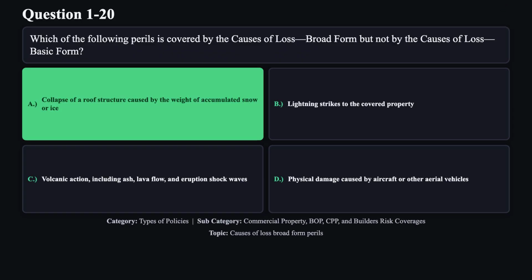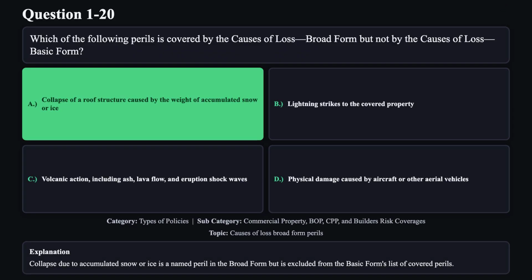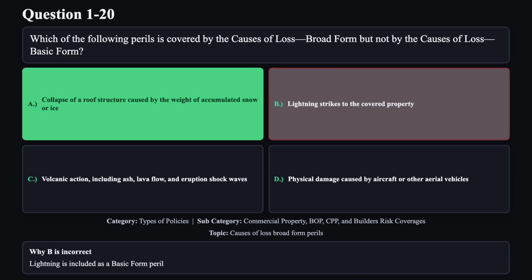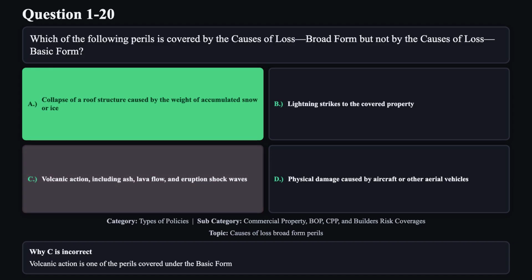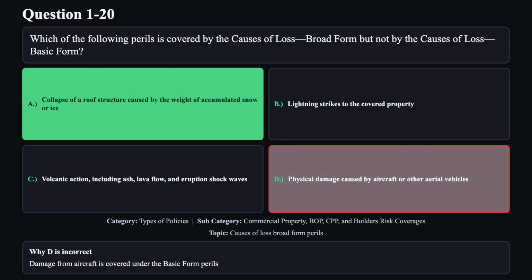The correct answer is A. Collapse due to accumulated snow or ice is a named peril in the broad form but is excluded from the basic form's list of covered perils. Reason B is not correct. Lightning is included as a basic form peril. Reason C is not correct. Volcanic action is one of the perils covered under the basic form. Reason D is not correct. Damage from aircraft is covered under the basic form perils.